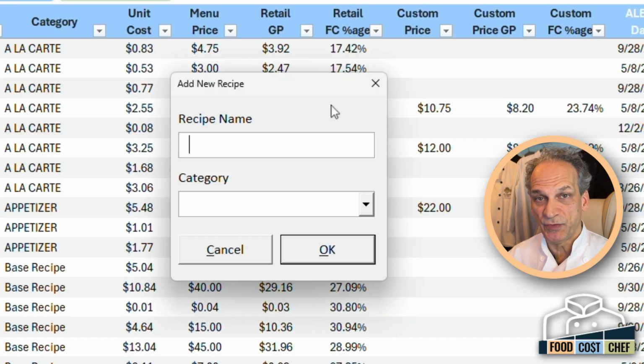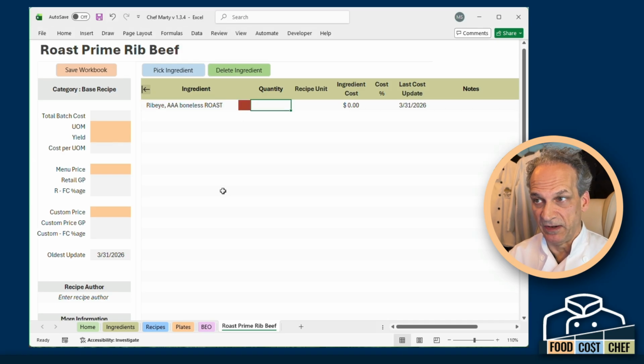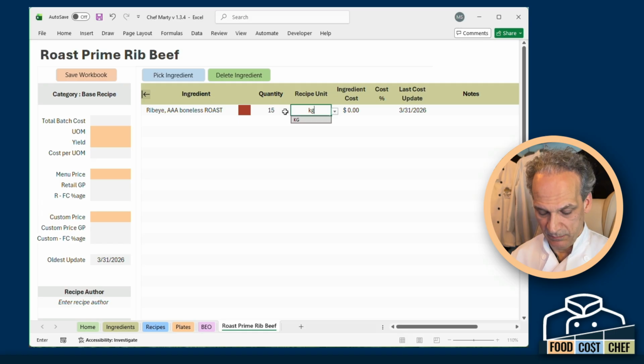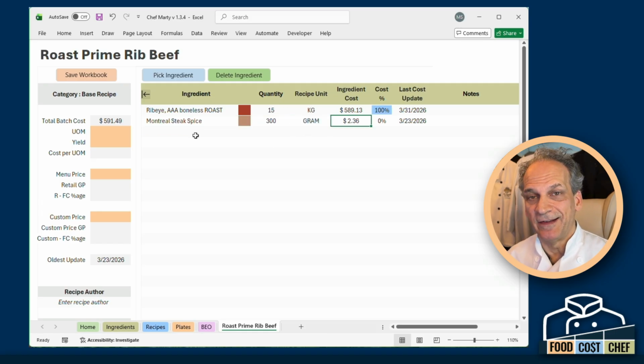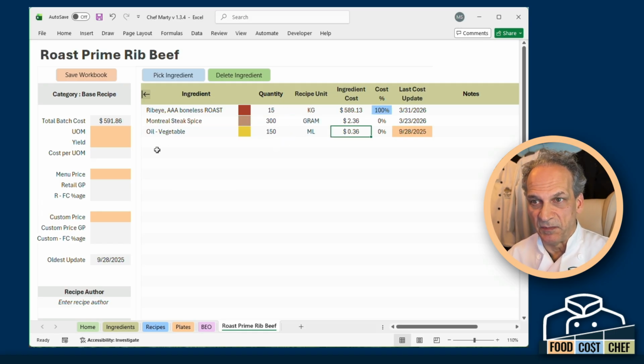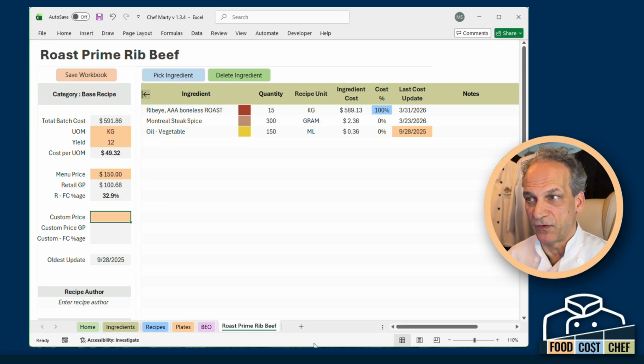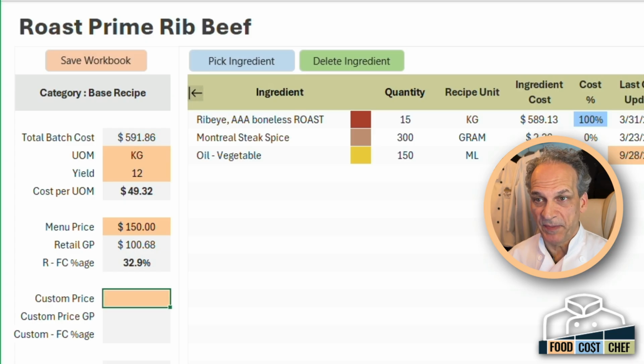Now onto our roast prime rib beef base recipe. Adding the raw ribeye, Montreal steak spice, and a little oil to help the seasoning stick to the meat. That's it. Now, at an 80% yield, that will give us 12 kilograms of cooked product. Now, in the cost panel, we know our real cost per kilogram.